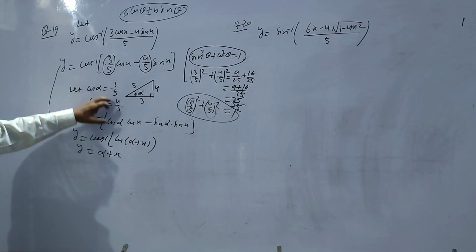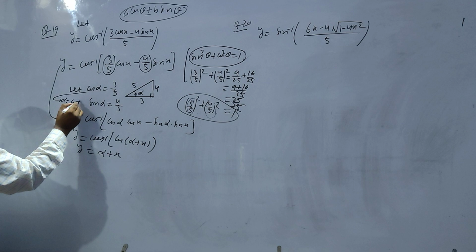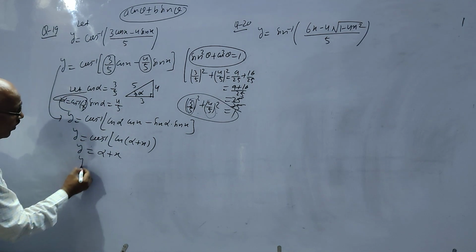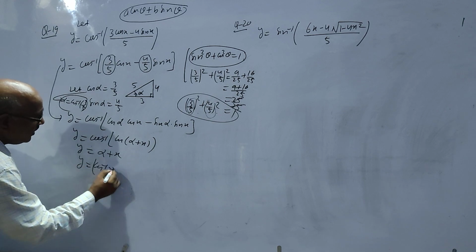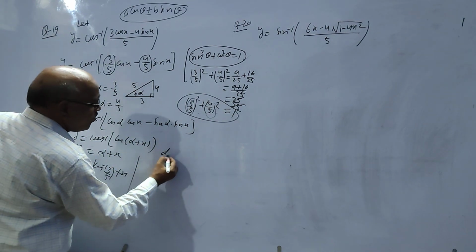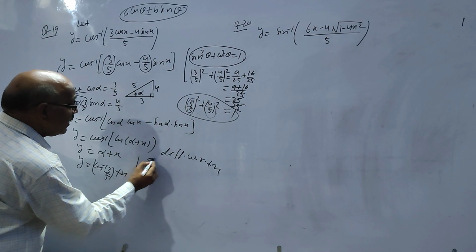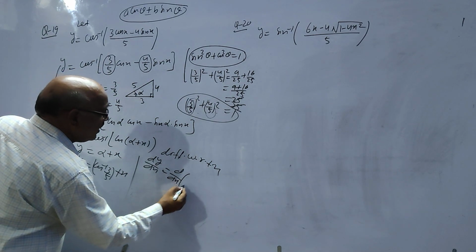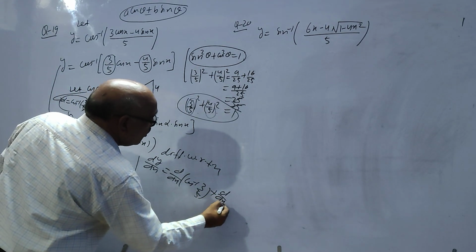अल्फा की वैल्यू चाहे यहाँ से रख दो चाहे यहाँ से रख दो, तो यहाँ से क्या आएगा? Alpha is equal to how much? Cos inverse 3/5. So what is y? That is what? Cos inverse 3 upon 5, ये अलग हो गया, and this is x. Now differentiating with respect to x, क्या आएगा? That is what? dy over dx, that is d over dx of cos inverse 3/5 plus d over dx of x.